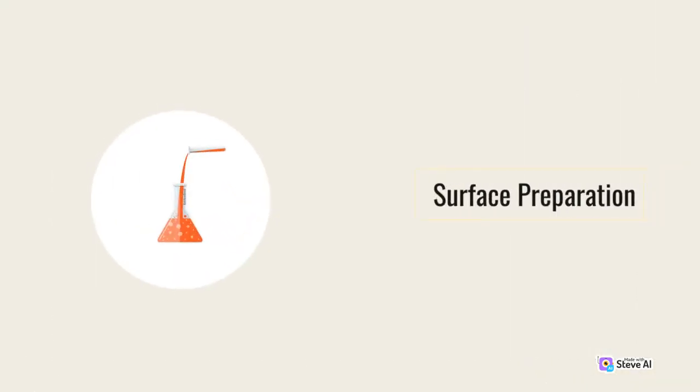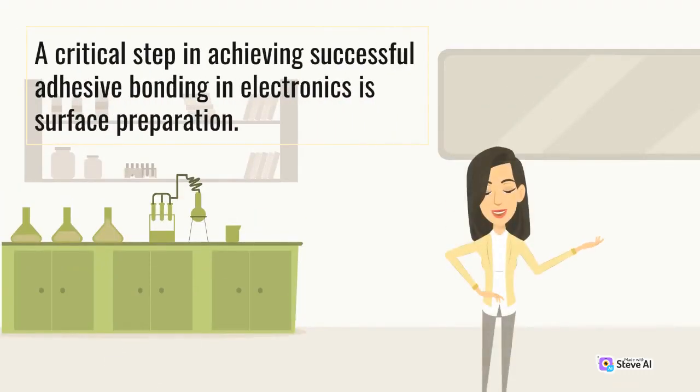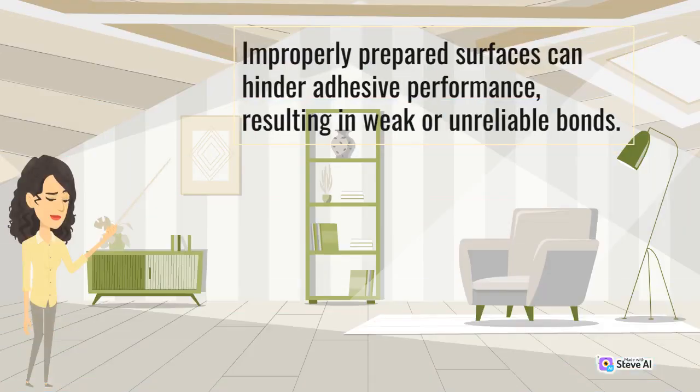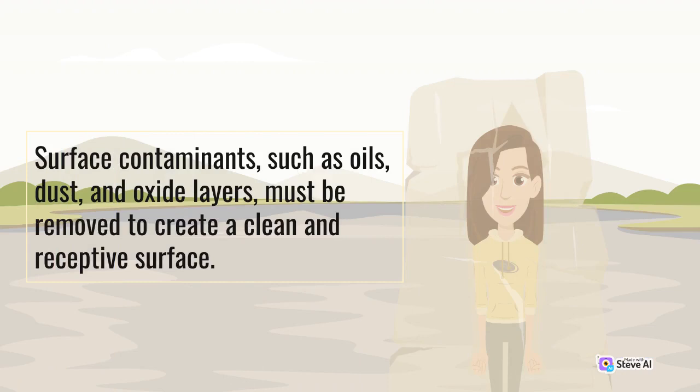Surface preparation. A critical step in achieving successful adhesive bonding in electronics is surface preparation. Improperly prepared surfaces can hinder adhesive performance, resulting in weak or unreliable bonds. Surface contaminants, such as oils, dust, and oxide layers, must be removed to create a clean and receptive surface.